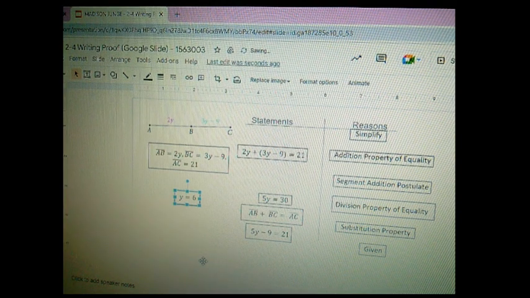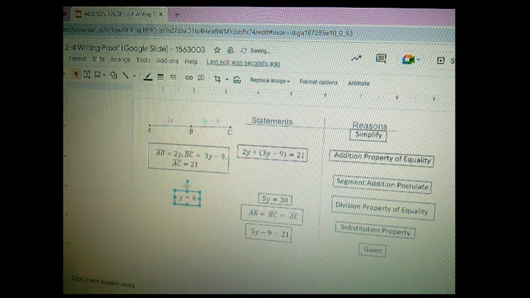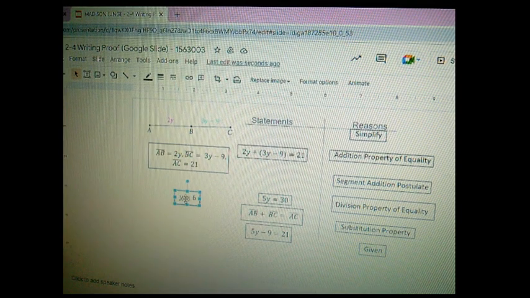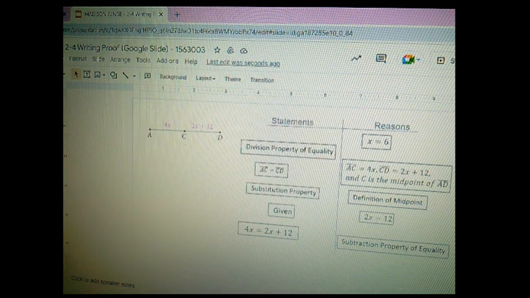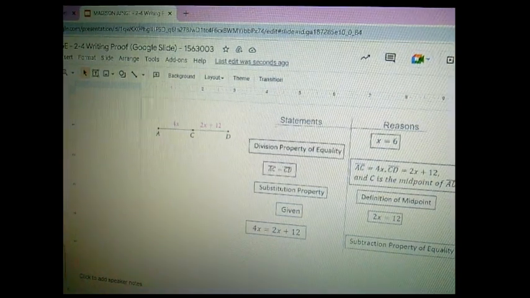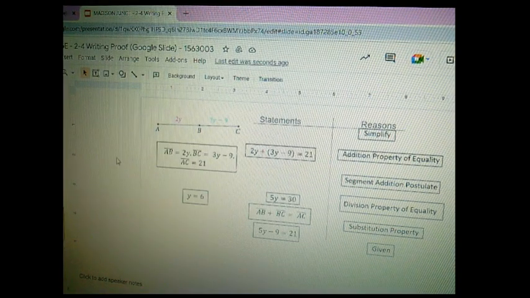Now, one thing to think about, do not click on the edges or the corners of these boxes because they will expand and contract on you and it can throw you off. Make sure that you are clicking in the middle of the box, and then you can easily click and drag the boxes into the correct position. So there's number 4. It's set up in the same way. On the previous one, all of these statements were out of order on this side, and the reasons were out of order on this side.